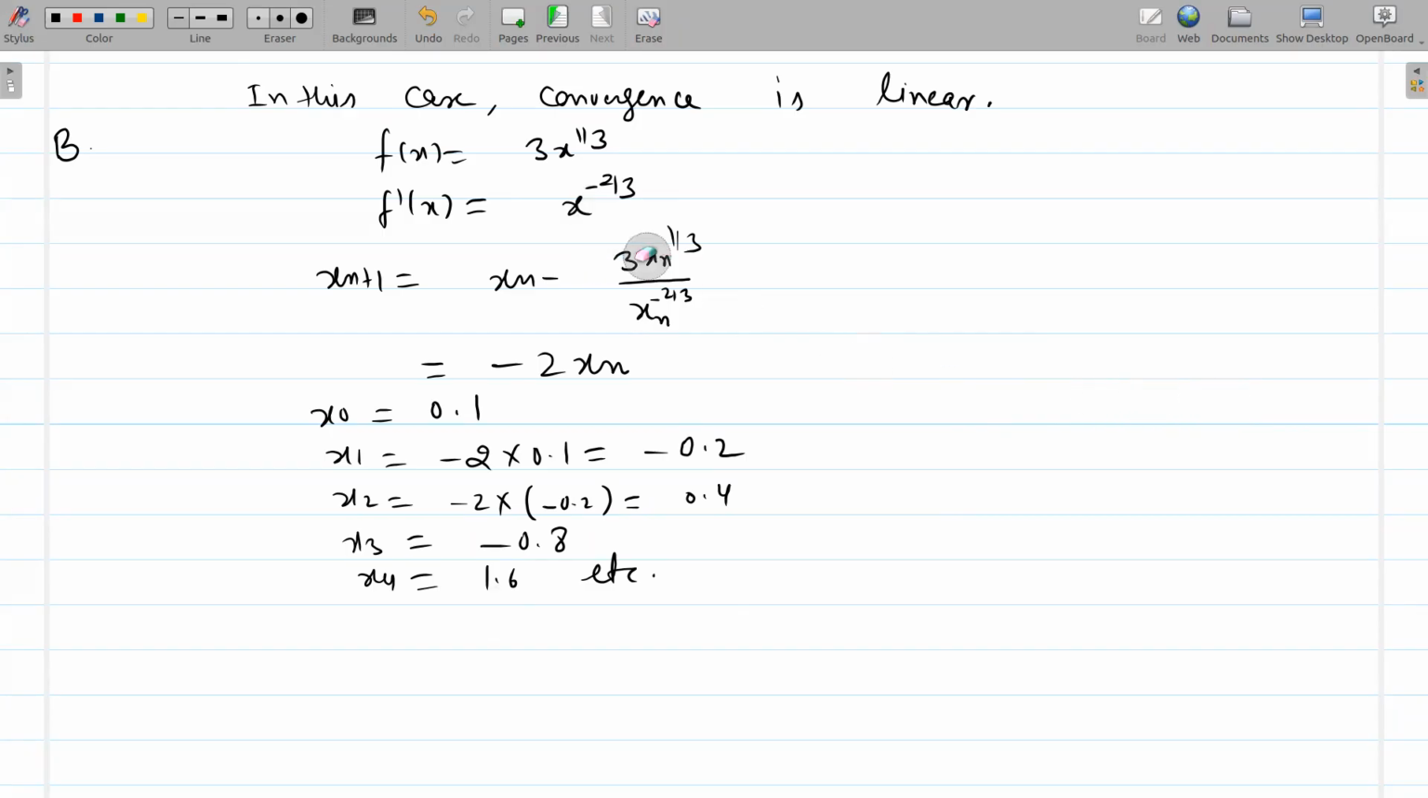So what is the problem here? At x equal to 0, the derivative is not defined. So this is 1 by x, so this is 1 by 0. So in this case, the method is not converging. Not converging. And f dash 0 is not defined.